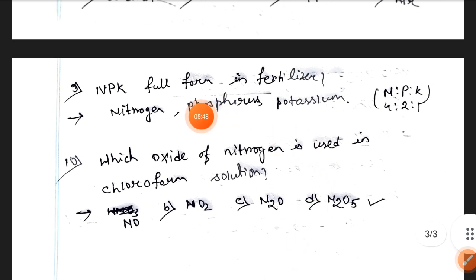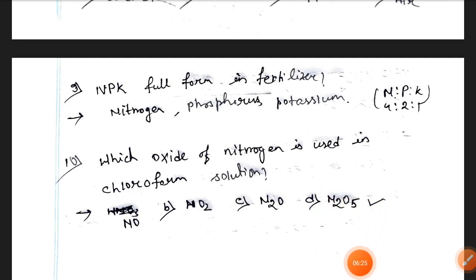Next, the full form of NPK in fertilizer: N for nitrogen, P for phosphorus, and K for potassium. The ratio is NPK 4:2:1. Next, which oxide of nitrogen is used in chloroform solution? At first you have to know all the names: NO is nitric oxide, NO2 is nitrogen dioxide, N2O is nitrous oxide, and N2O5 is dinitrogen pentoxide. So in the solution the oxide of nitrogen is N2O5.